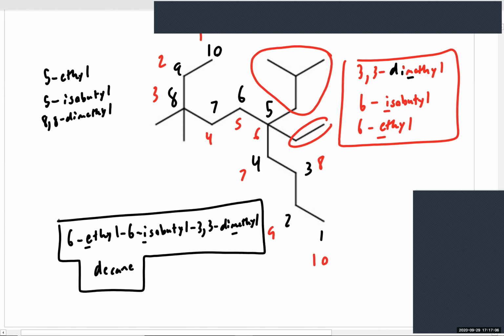There we go. Perfect. The di prefix doesn't count, the iso prefix does count. And that gives us our complete name for this carbon chain. Any questions on this example?